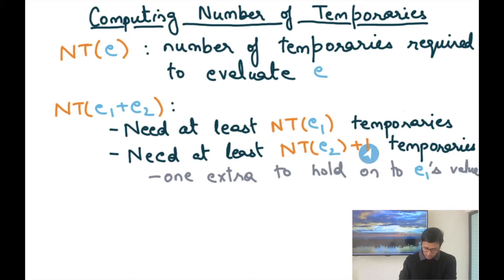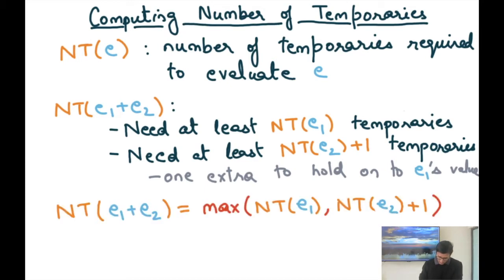Why do I say plus 1 for e2? Because while I'm computing e2, I also need to hold on to e1's value. So I need one extra temporary while I'm computing e2. So whatever is the number of temporaries that e2 needs, I'm going to need that much plus 1, because while I'm computing e2, I need to hold on to e1's value. And for that, I need one extra temporary. And so we get this rule that nt of e1 plus e2 equals the maximum of nt e1 comma nt e2 plus 1.